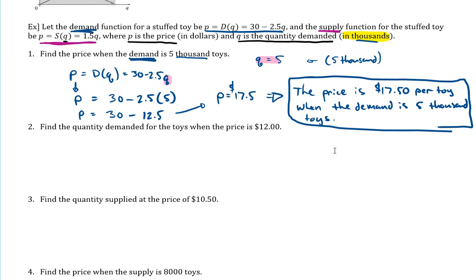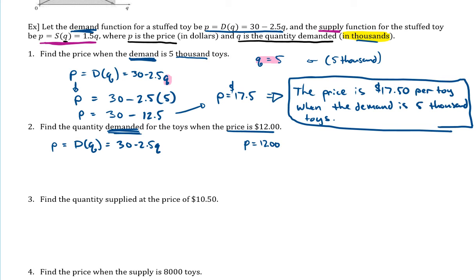Okay, so in number 2, it says find the quantity demanded. So it's back to demand, still in blue, when the price is $12. So I'm still using my blue. P equals D of Q equals 30 minus 2.5Q. So I'm pretty much just getting my equation set up based on the keyword. And then from here, let's break down the rest. They're saying the price is $12.